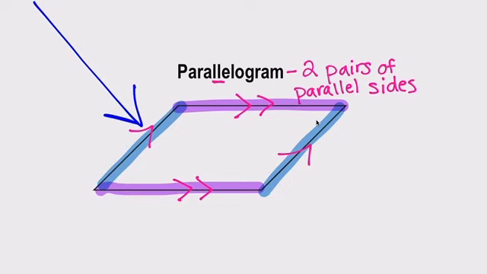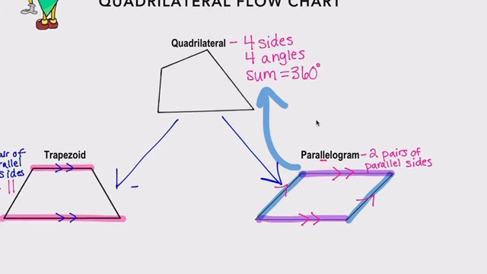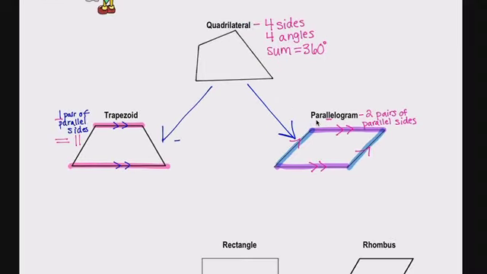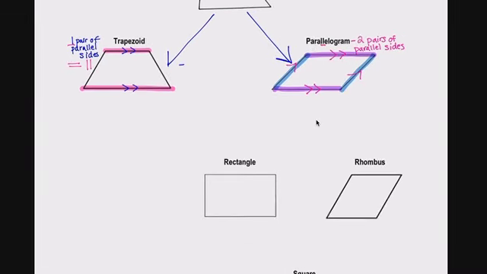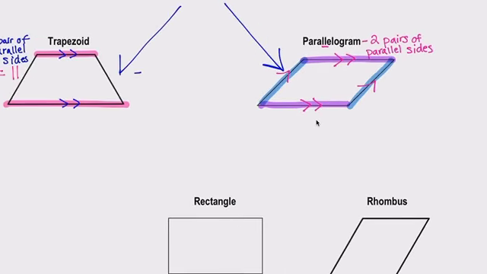So a parallelogram is two pairs of parallel sides. And then it also has everything a quadrilateral has. Four sides, it obviously has four angles, and the sum of the four angles would be 360 degrees. Now, a parallelogram, we can take its characteristics and break it down into something a little more specific. A rectangle and a rhombus.